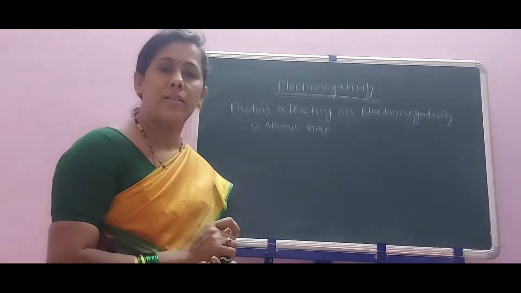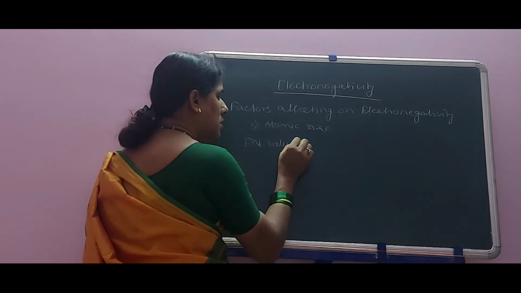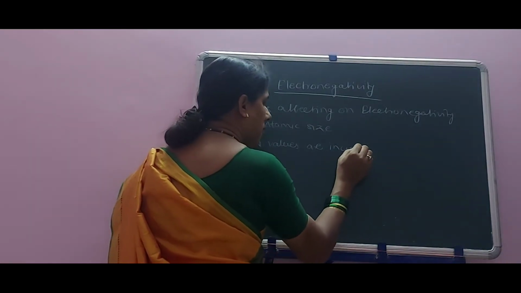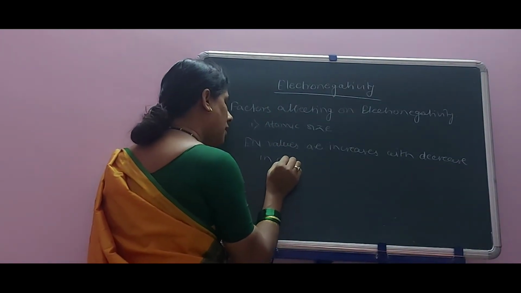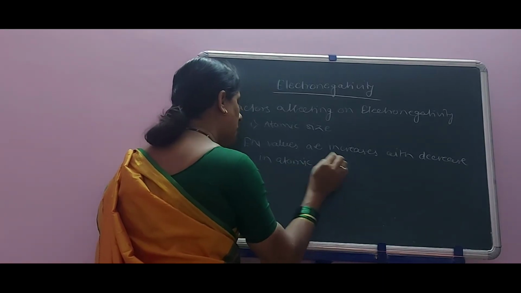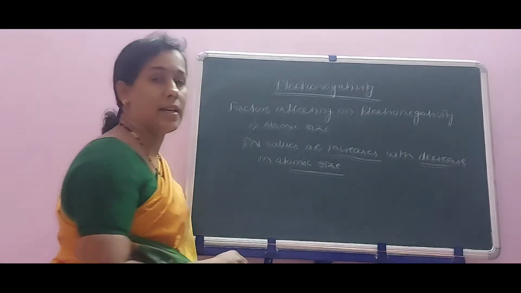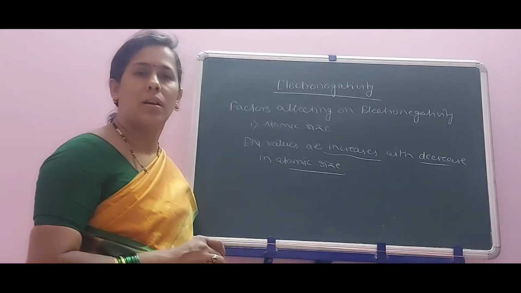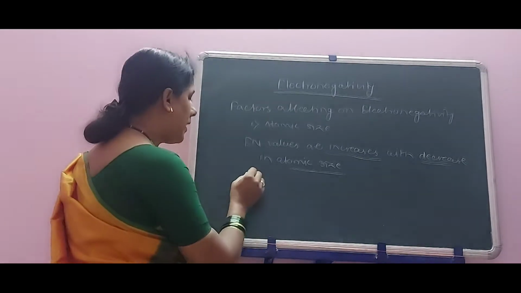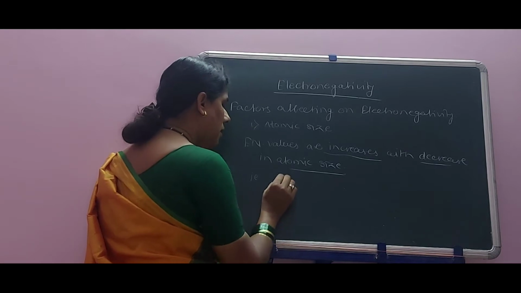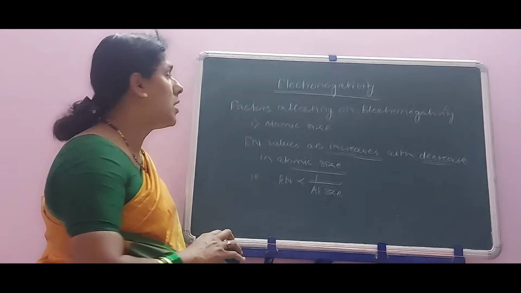As far as atomic size is considered, electronegativity values increase with decrease in atomic size. What I am saying is that electronegativity values increase with decrease in atomic size, because the atomic size goes on decreasing from left to right along a period. In other words, we can easily say that electronegativity is inversely proportional to atomic size.